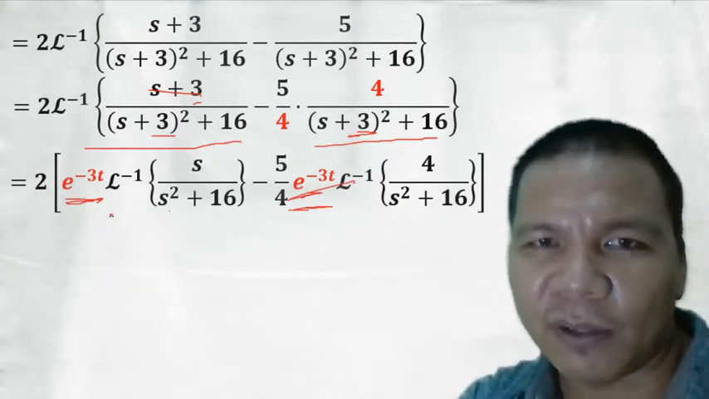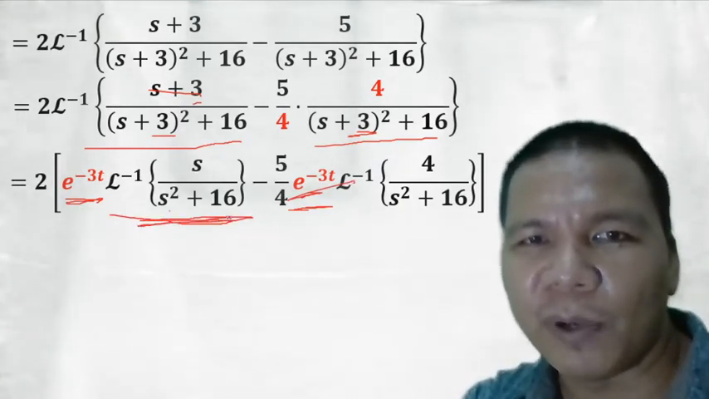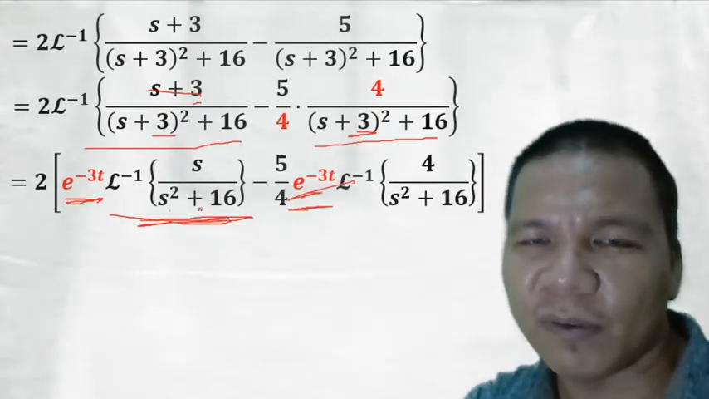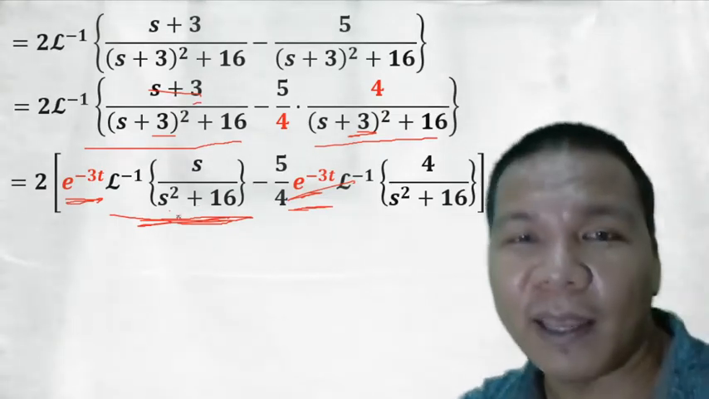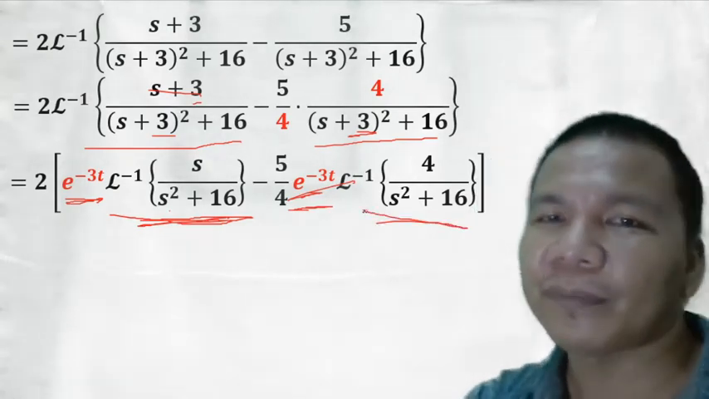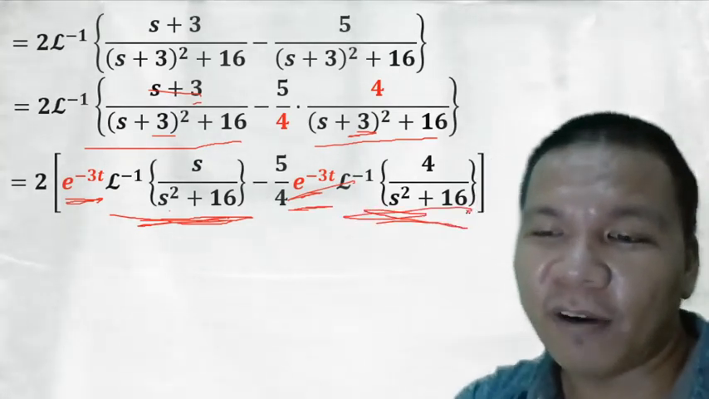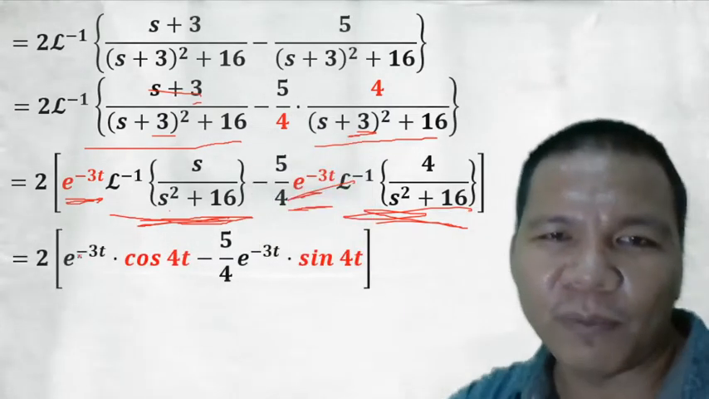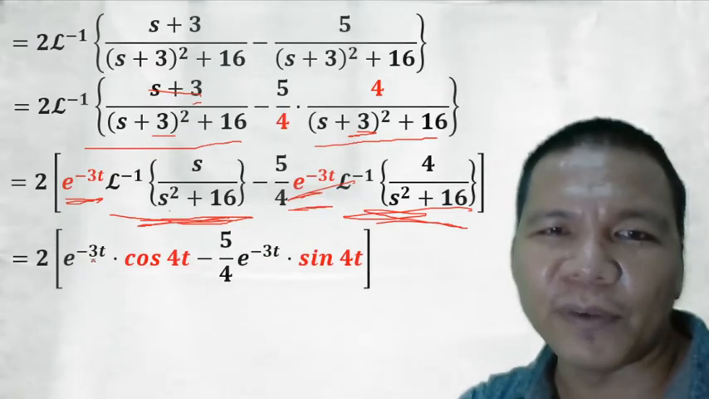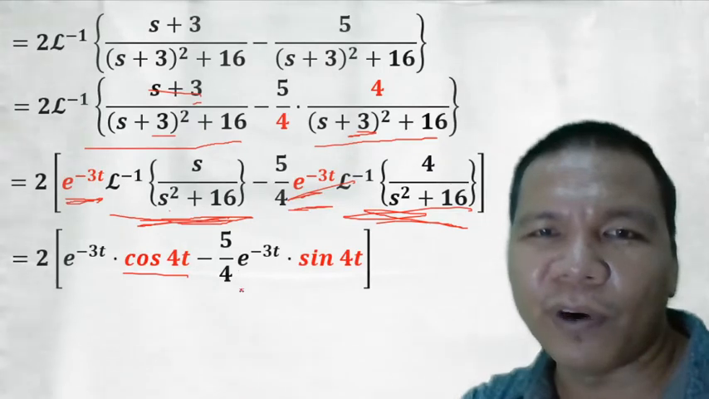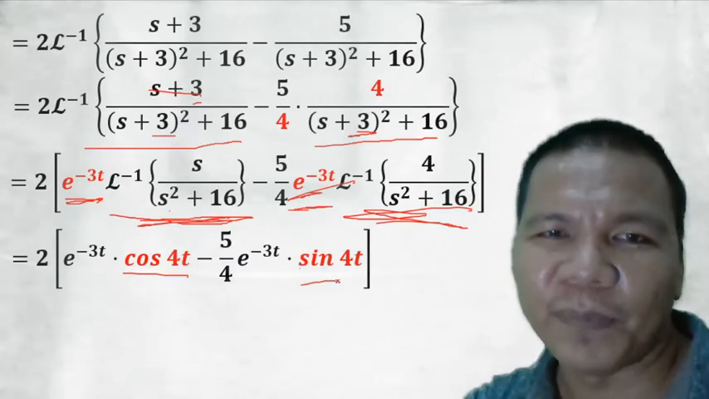And then the next thing that you will do is to take the inverse Laplace transform of that term. And we already know what the inverse Laplace transform is. What is that? Okay. That is cosine of 4t. What about this one? Right, this is sine of 4t. So leaving you with 2 all multiplied to e minus 3t times cosine 4t minus 5 over 4 times e raised to minus 3t times sine of 4t.